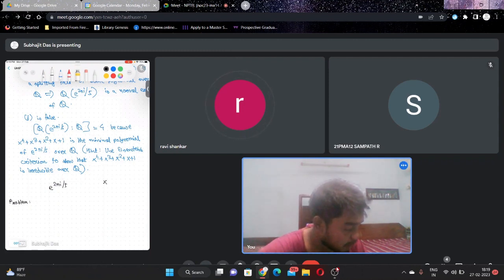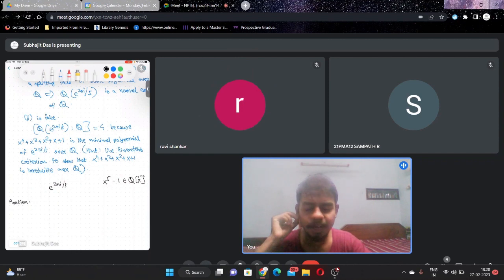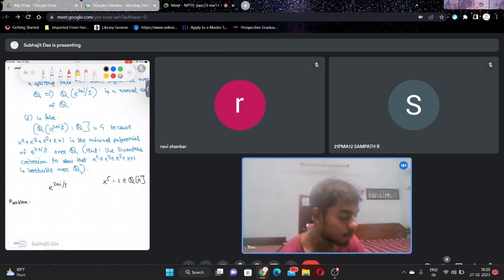So if you look at x to the power 5 minus 1 in Q[x], you know that every non-constant polynomial over any field has a splitting field. Splitting fields exist, and not only do they exist, they are unique up to isomorphism. So if you look at x to the power 5 minus 1 over Q, this has all its roots in C. It has exactly 5 roots.